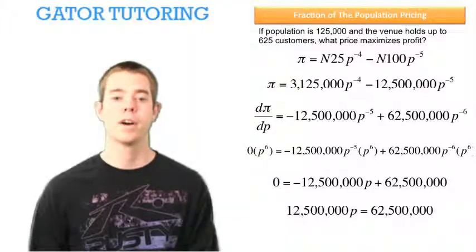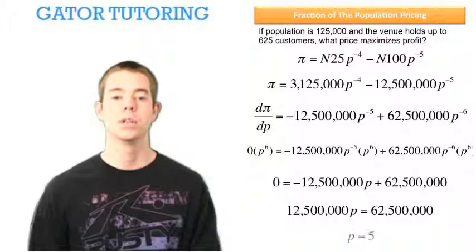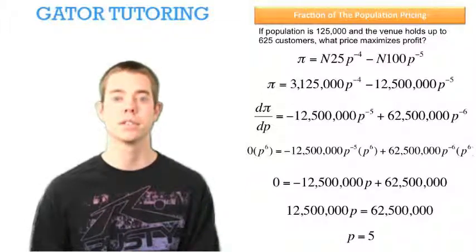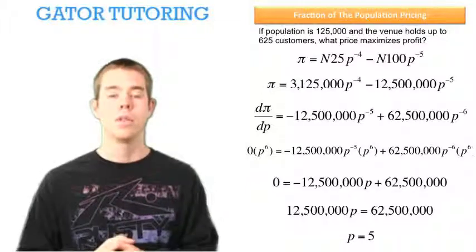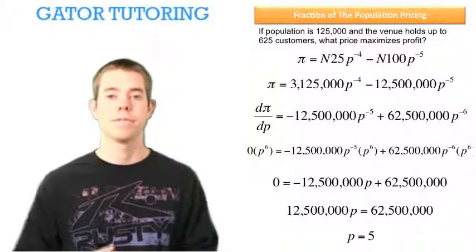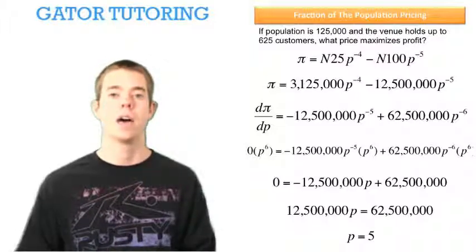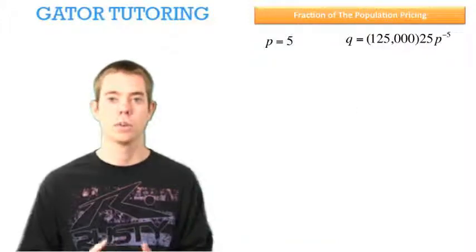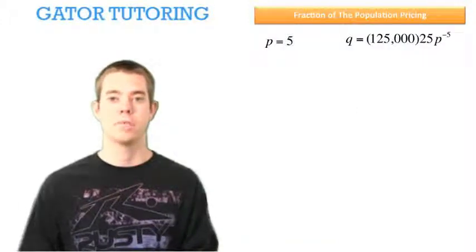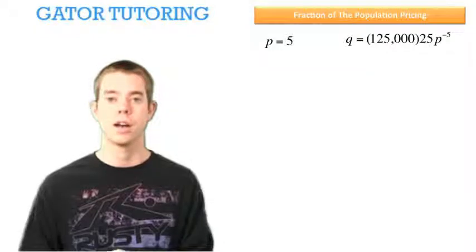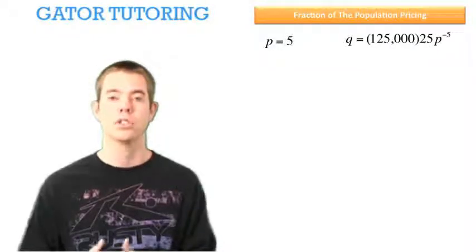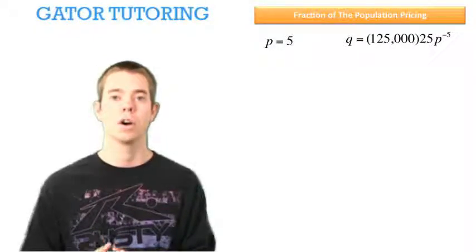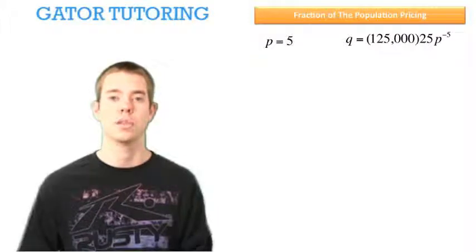We add 12.5 million p to each side, and we divide through by 12.5 million, and we find that our optimal price is $5. Now that we found that our optimal price is $5, we need to make sure that our capacity constraint is not broken. So we know that our building can only hold 625 people. So we need to plug in a price of 5 into our quantity function just to check to make sure that we are in fact under 625 people.